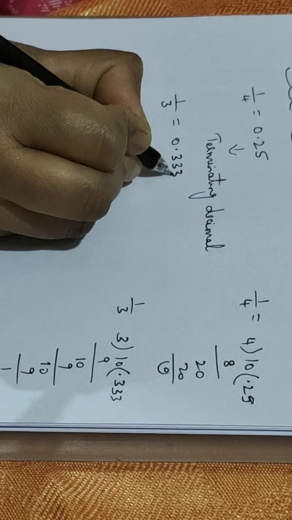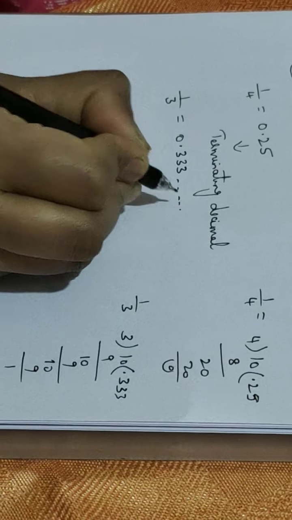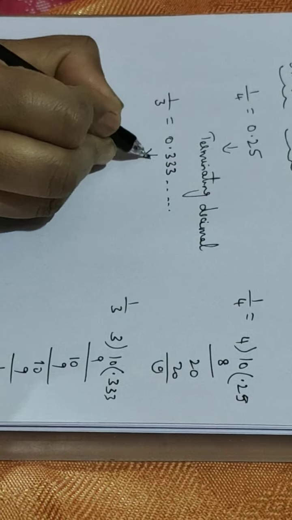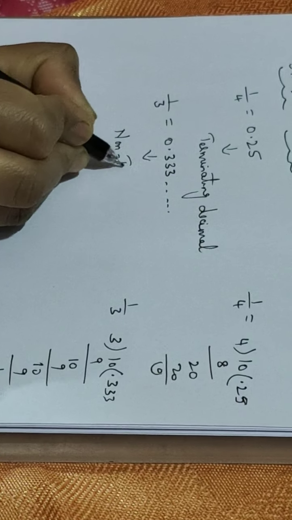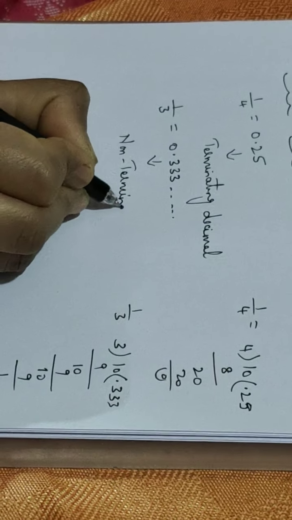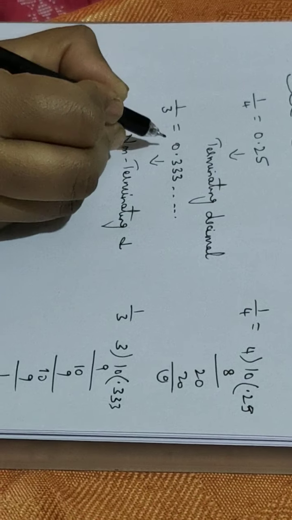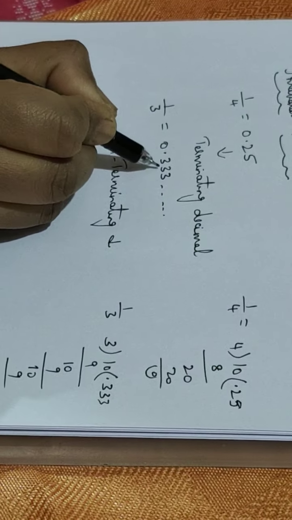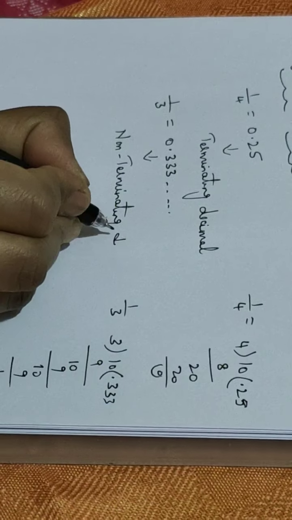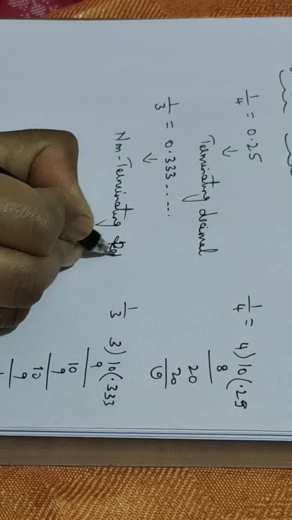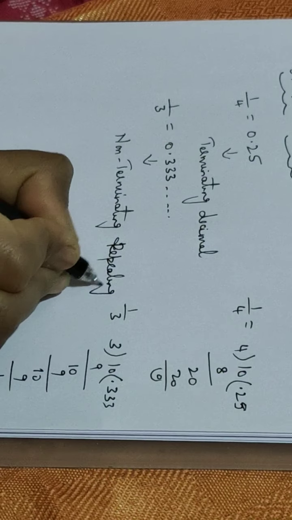So we observe that we get 0.333. It does not stop here. It continues like this. So this is called a non-terminating decimal. Non-terminating and repeating decimal, because here 3 is repeated. So it is called a non-terminating repeating decimal.